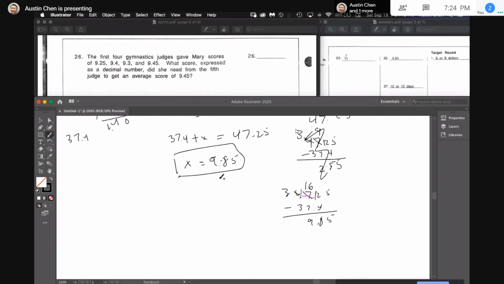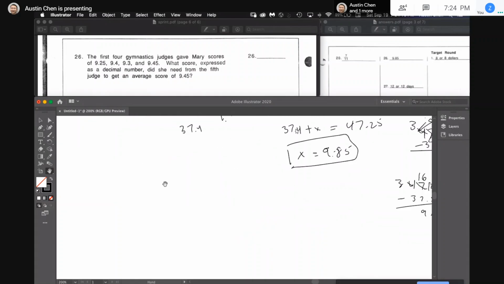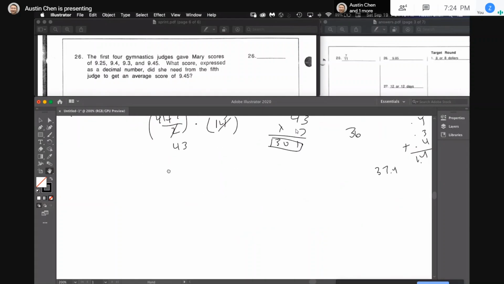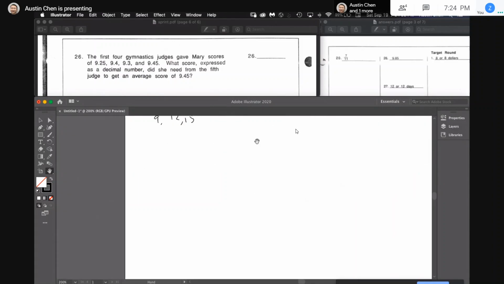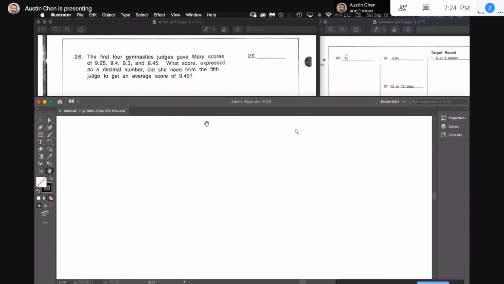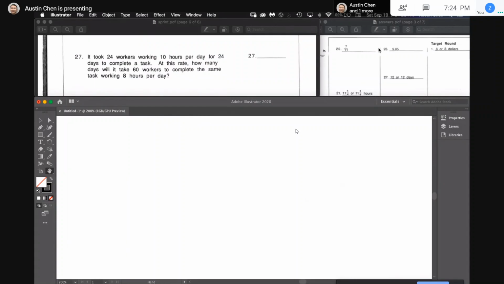Anything you want to say? No. I mean, that's the only way you can do that problem, so there's not really any other way to do it. Yeah, sure. It took 24 workers working 10 hours per day for 24 days to complete a task. At this rate, how many days will it take 60 workers to complete the same task, working 8 hours per day?